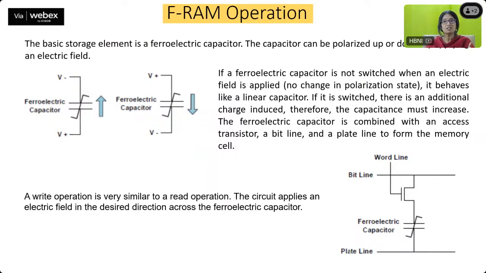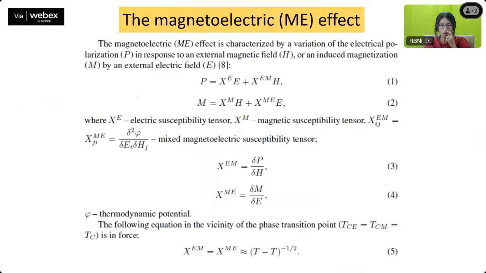The ferroelectric capacitor is combined with an access transistor, a bit line, and a plate line, as is shown over here. You have the plate line over here, the bit line over here, and it forms a memory cell. A write operation is very similar to a read operation. The circuit applies an electric field in the desired direction across the ferroelectric capacitor. So this is how a FRAM operates.